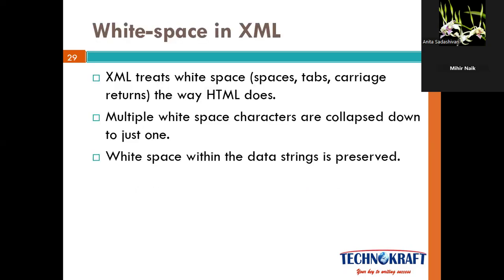White space in XML. XML treats white space, such as spaces, tabs, and carriage returns, differently from HTML. It doesn't recognize how much space you give it; it will collapse it into one. Multiple white space characters are collapsed down to just one. White space within the data strings is preserved.